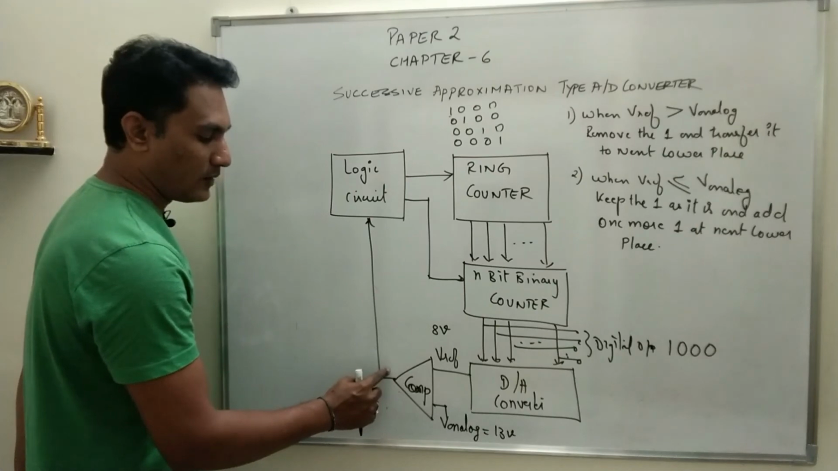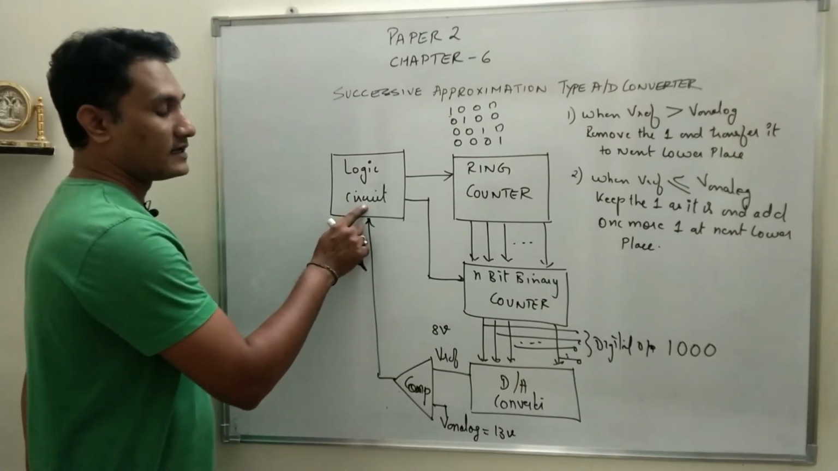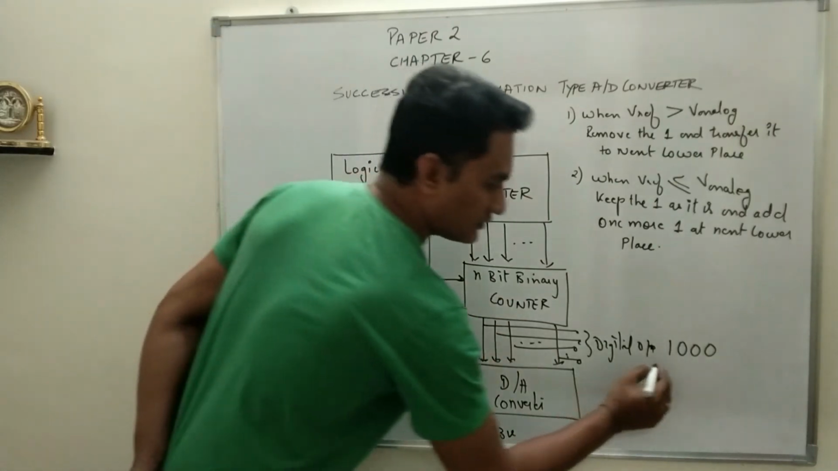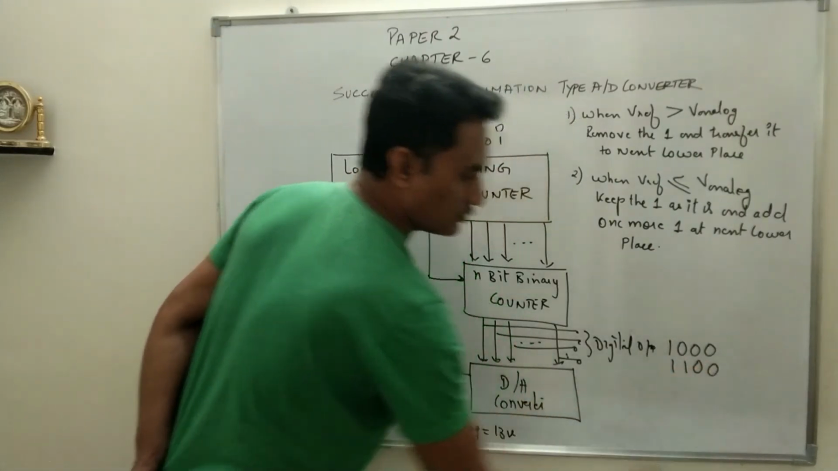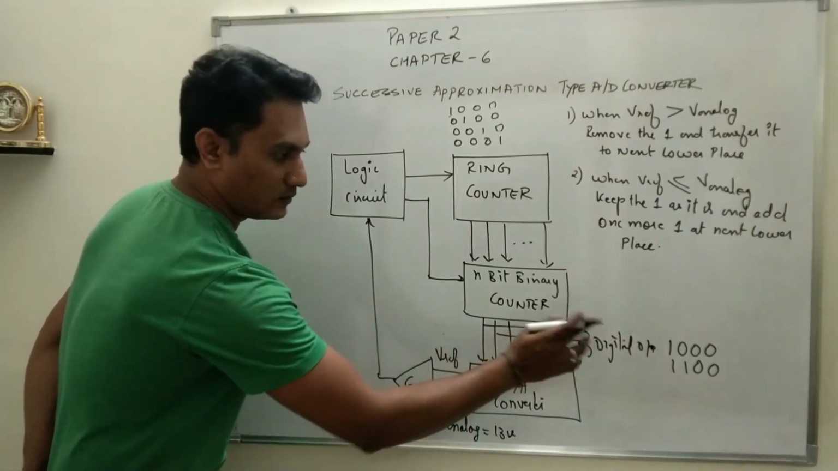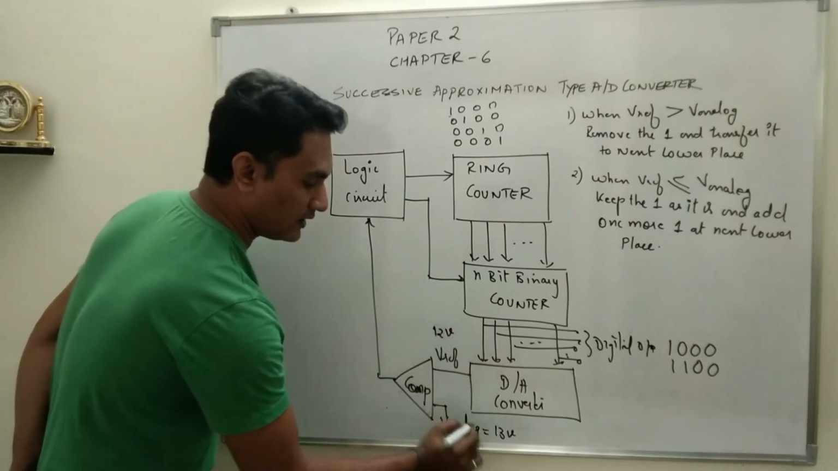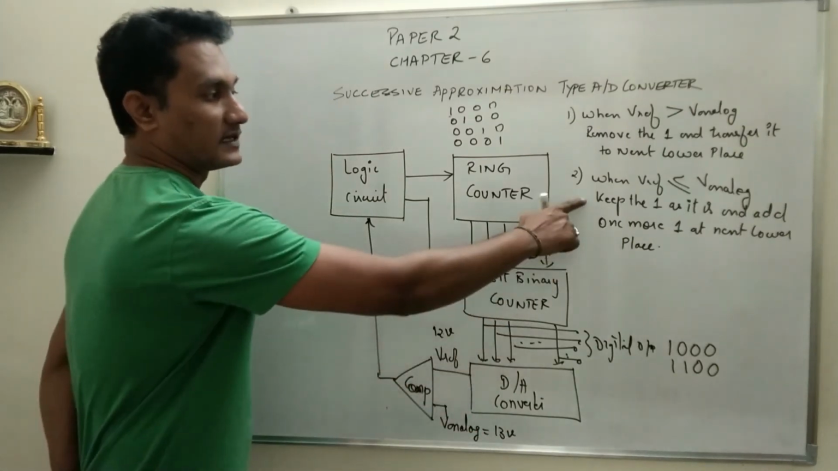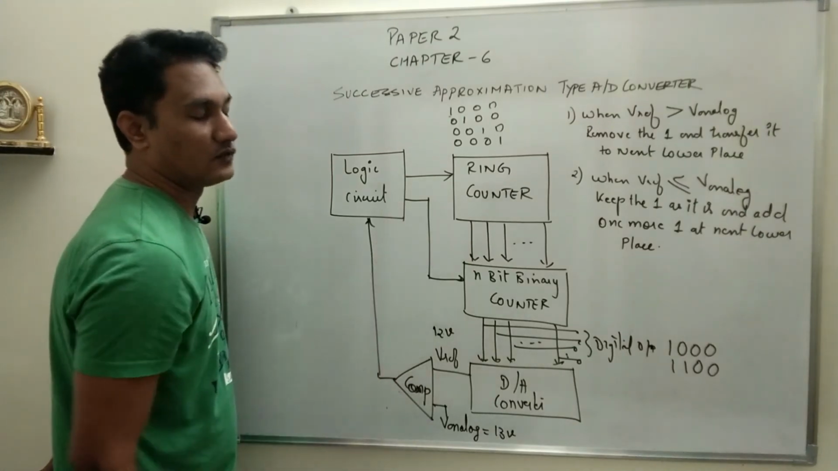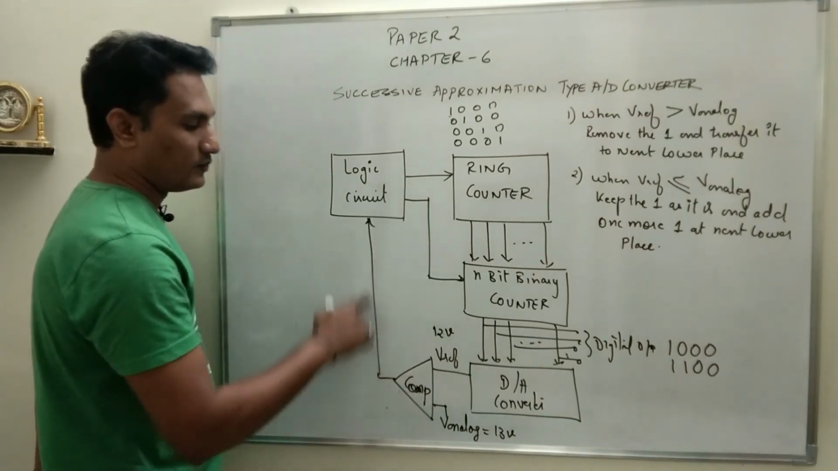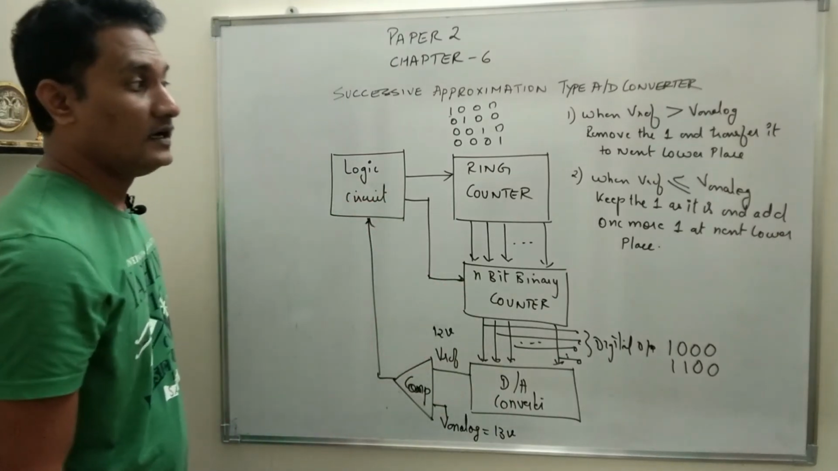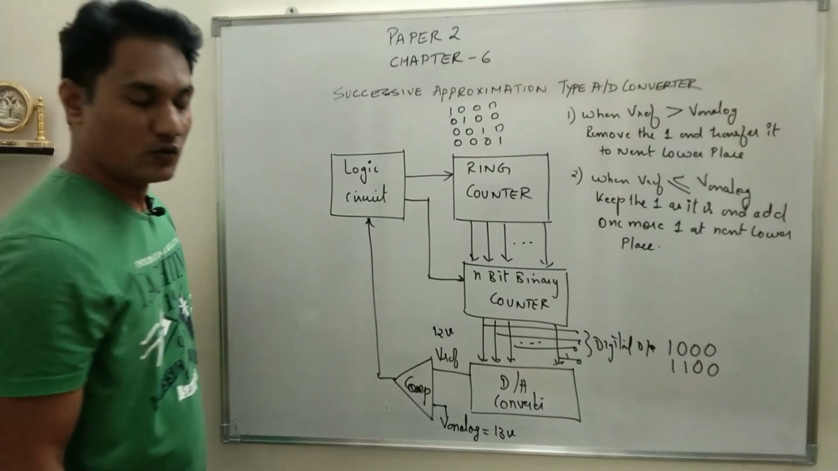The comparator will provide either 0 or 1, and the logic circuit will understand, it will keep the one as it is and add one more 1 to the next lower place. So the next value will be 1 1 0 0. So what will be the reference voltage now? 1 1 0 0 is 12 volt. 12 volt compared with 13 volt. Still the second condition prevails at the second clock pulse. That means reference voltage is less than analog voltage. Again the logic circuit tells the n-bit binary counter that you have to keep the one as it is, and add one more 1 to the next lower place.